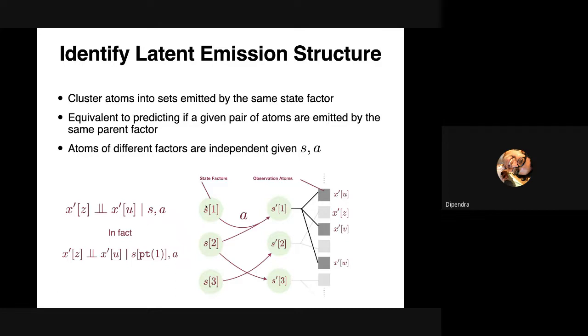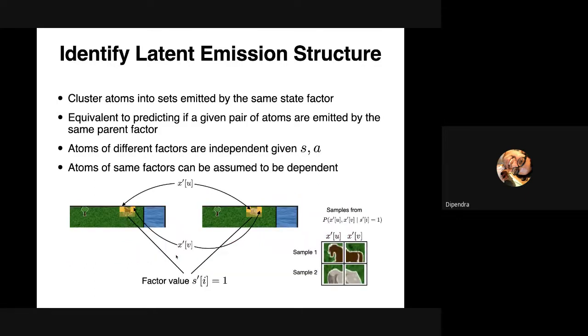So by parent state, I mean the state S, not the parent factor, which is S prime. For example, U and Z atoms are emitted from two different factors, and so we can write that X prime Z and X prime U are independent of each other given S and A. In fact, we can show something even stronger, that these atoms are independent given the parent of one of the factors and the action A. So this is one property we want to utilize.